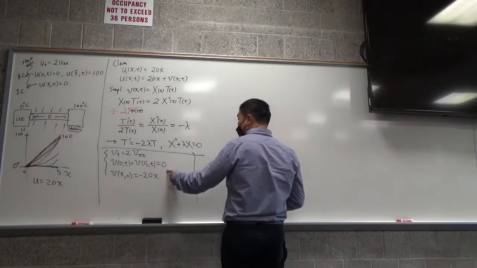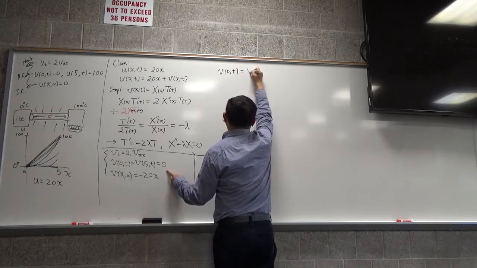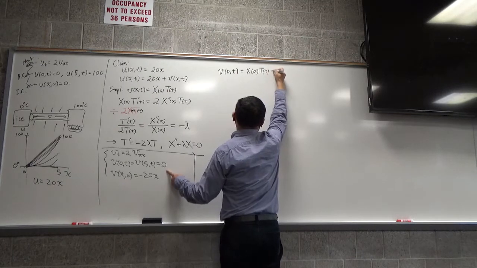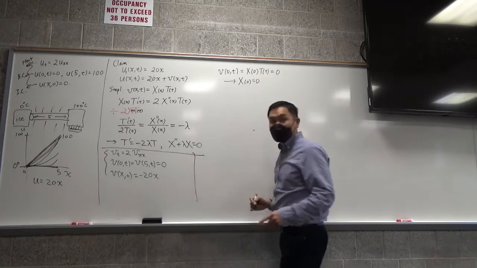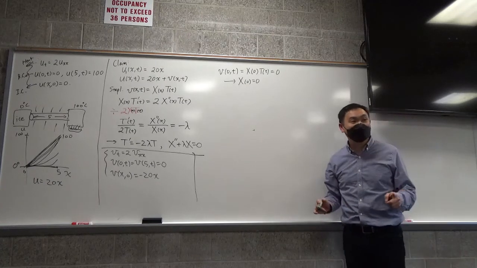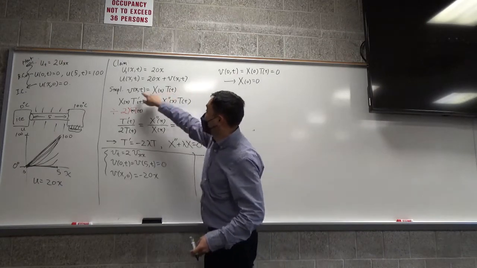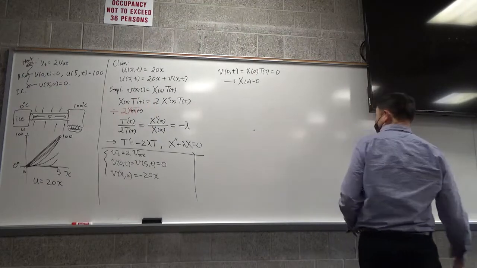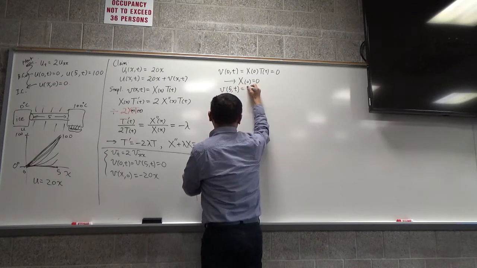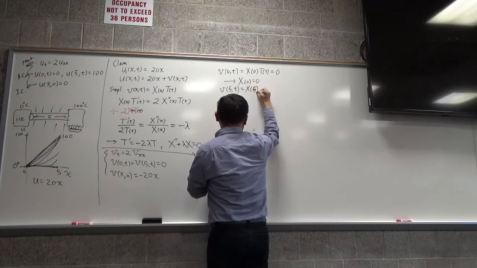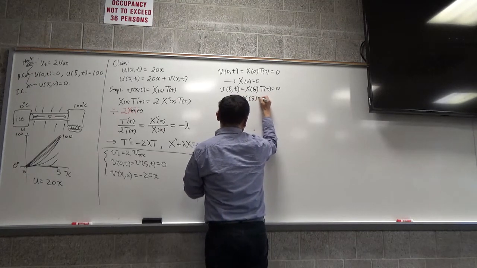Okay. Now, v(0,t) is X(0)T(t), and for this to be 0, we must have X(0) as 0. Why not T(t) equals 0? What goes wrong if T(t) is 0? That it becomes trivial. If T(t) is 0, then v just becomes a trivial solution, and those are not what we want. So we have that, and then similarly, v(5,t) equals X(5) times T(t) equals 0. So that would mean that X(5) equals 0.